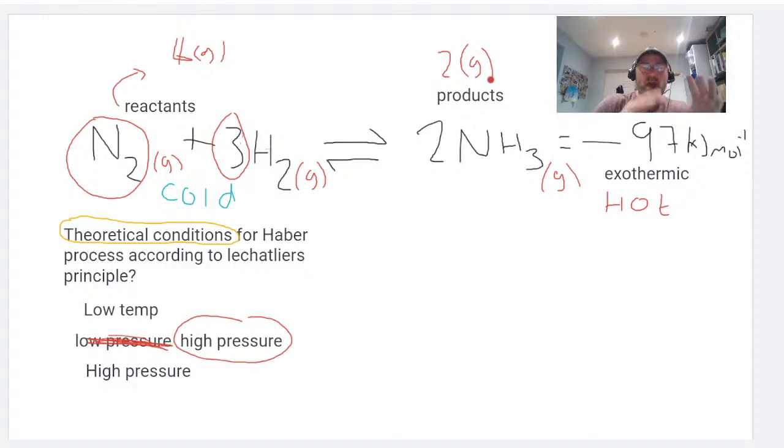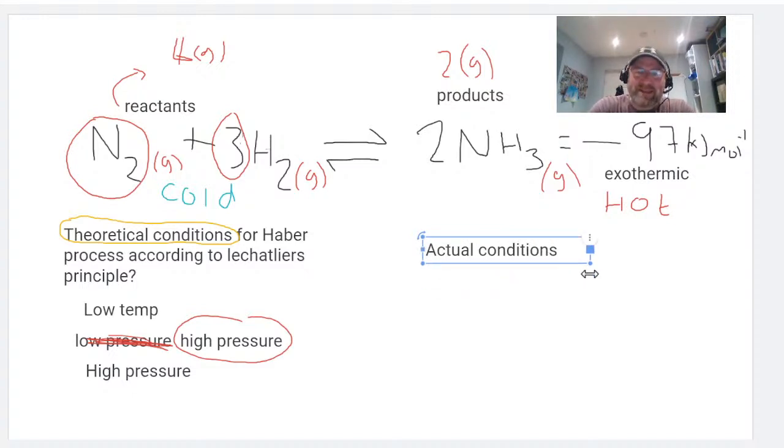So if I use a high pressure, the reaction's going to say, hold on a minute, buddy, I'm going over there. I'm going to lower the pressure by reducing the amount of gas particles and reducing the number of collisions. So I'm going to reduce the pressure. So the ideal conditions are low temp and high pressure. Let's go to actual conditions, or compromise conditions.